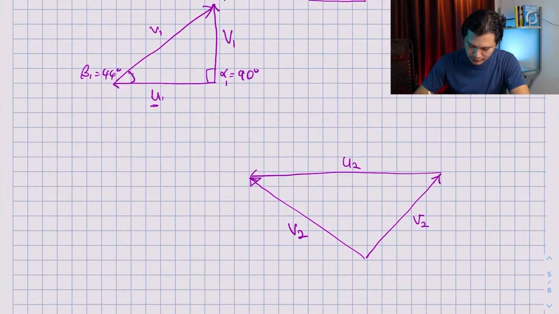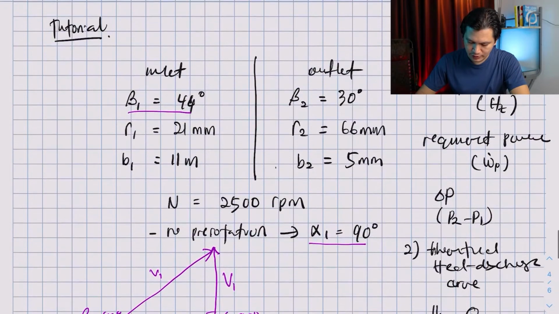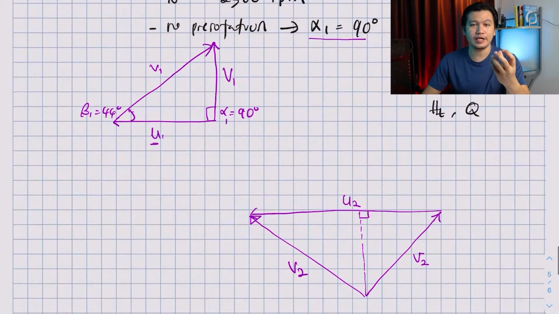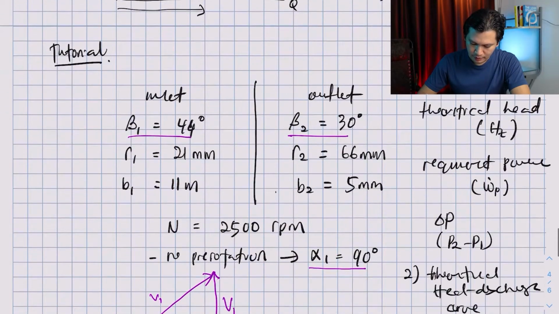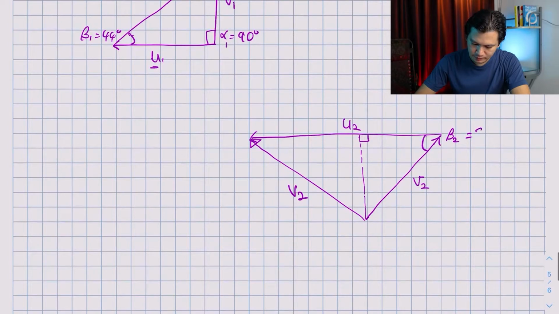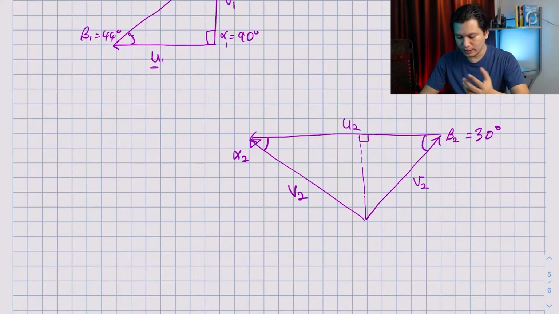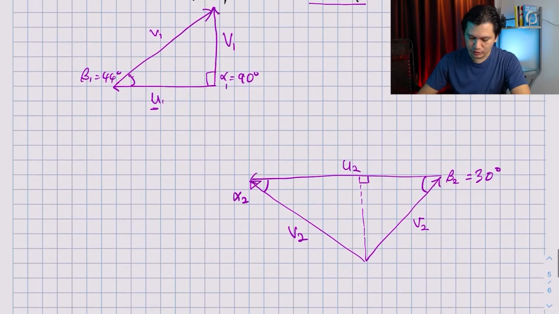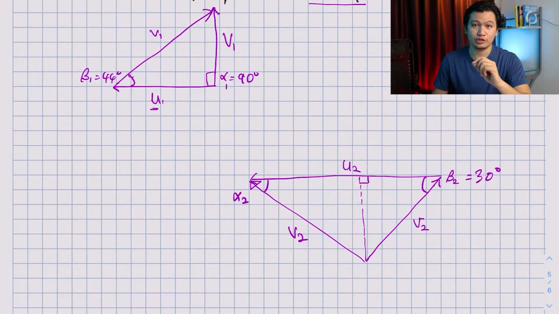And let's draw this line here that is perpendicular to the blade velocity. This is 90 degrees. And we know that we have beta 2 equal to 30 degrees. Beta 2 is the angle between the relative velocity and blade speed. So this is your beta 2, and this is equal to 30 degrees. And I'm going to label here alpha 2. We don't know what alpha 2 is yet, and we don't know what U1 and U2 are yet.